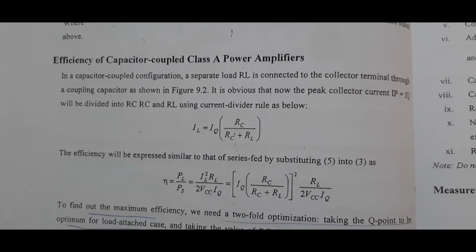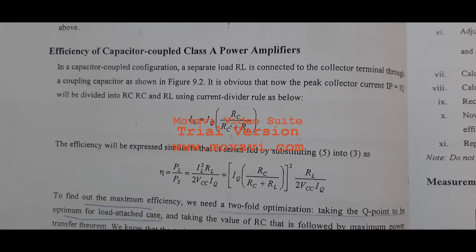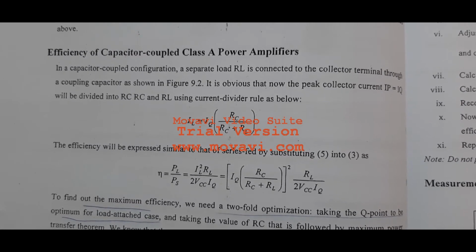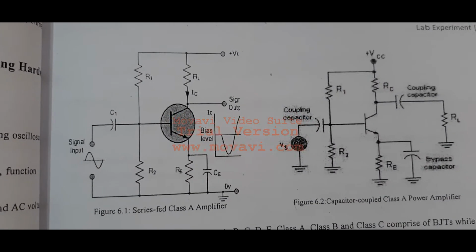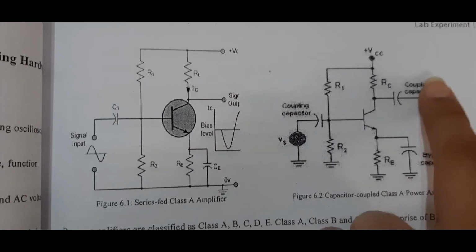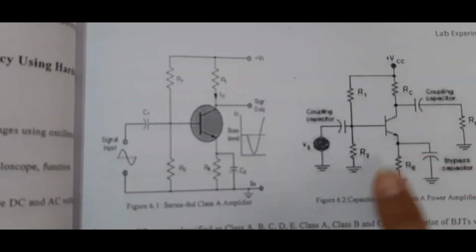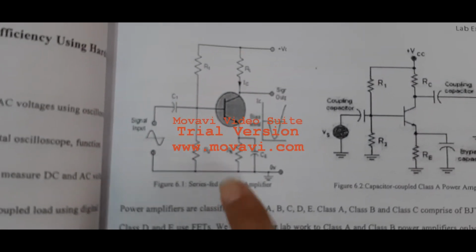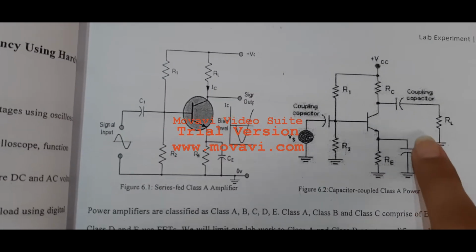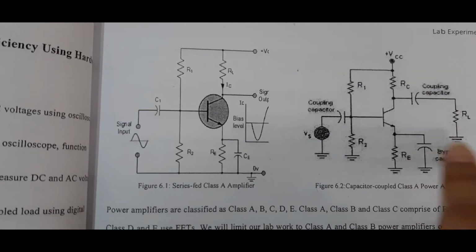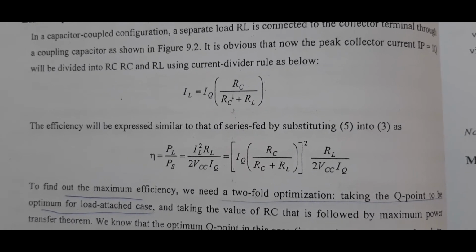The second type of class A power amplifier is the capacitor coupled class A power amplifier. In this power amplifier, a separate load RL is connected to the collector terminal through a coupling capacitor, as shown in figure 6.2. You can see that in the series fed class A amplifier, RC is used as the load resistor, while here a separate load is connected to the class A power amplifier. Similarly, to analyze this, we have to find its efficiency.